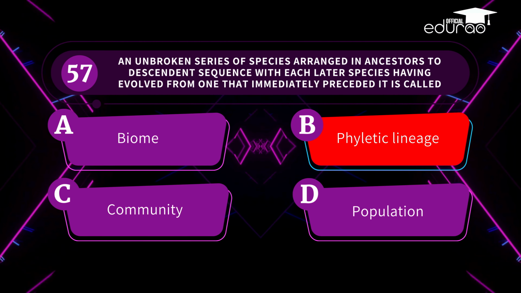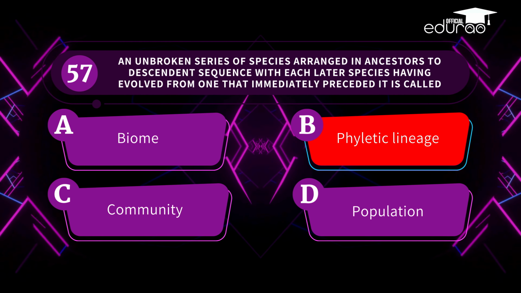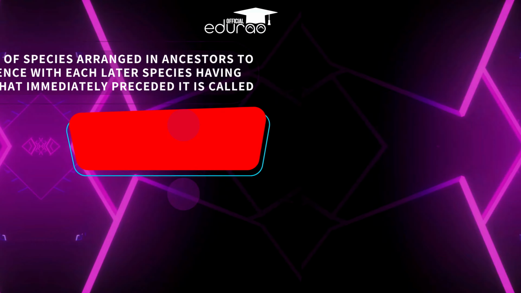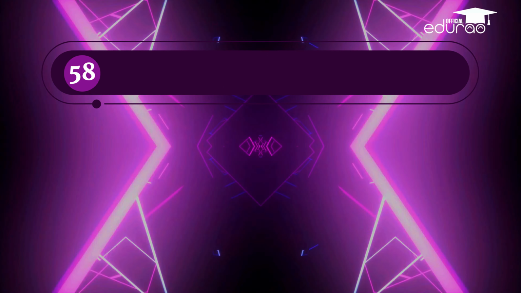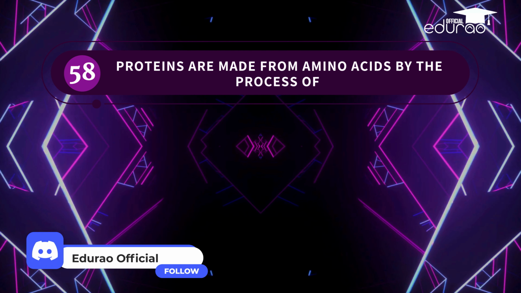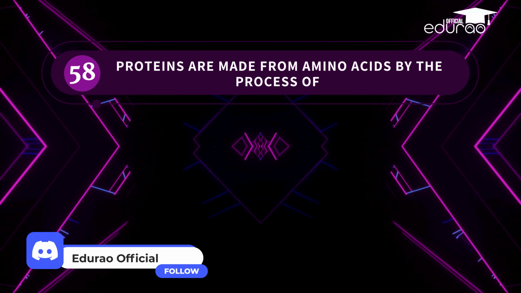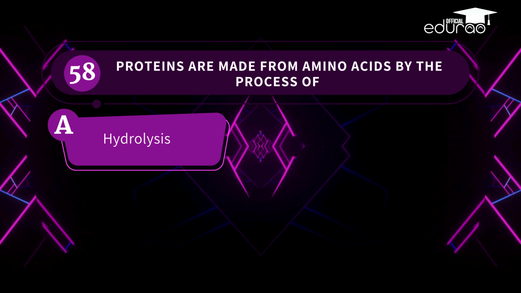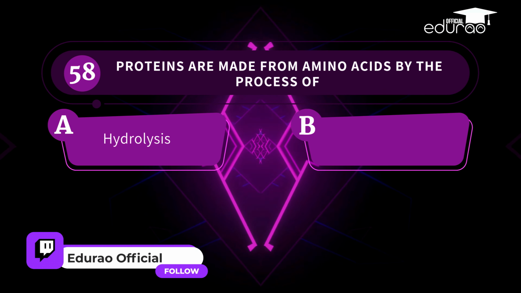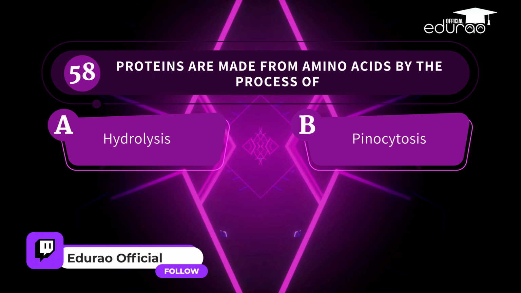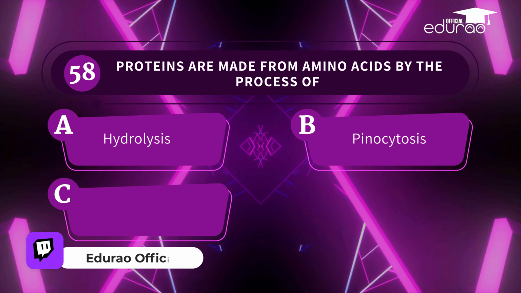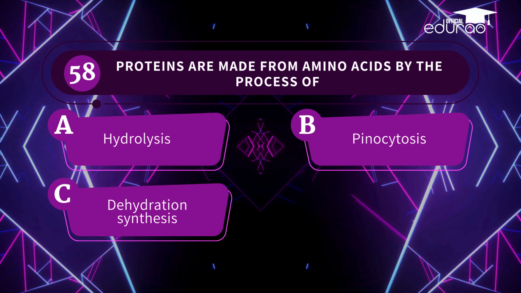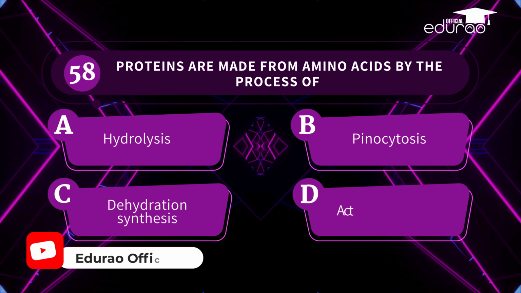That's exactly right. The correct answer is phyletic lineage. Question 58. Proteins are made from amino acids by the process of A. Hydrolysis. B. Pinocytosis. C. Dehydration synthesis. D. Active transport.